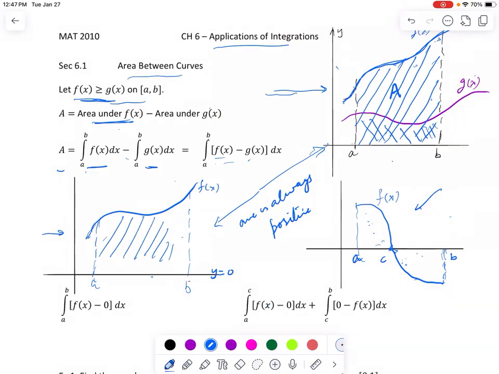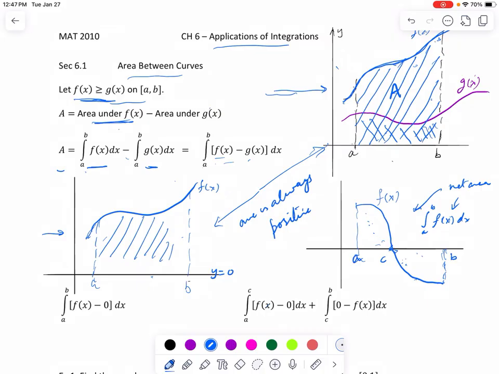So how can we find the area? If I find this integral from a to b of f of x dx, then it will give me what we call the net area. This is equal to the net area. The net area could be positive, could be negative, could be zero. So how do I find the total area?